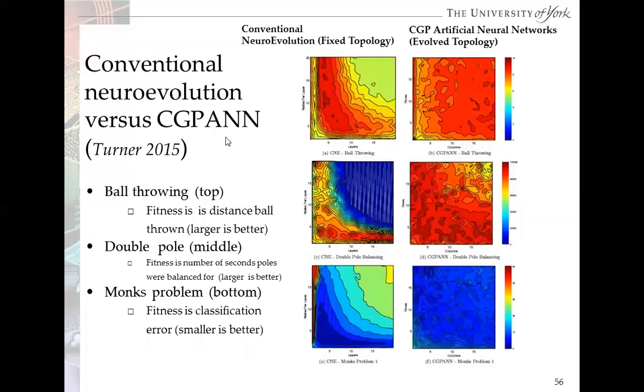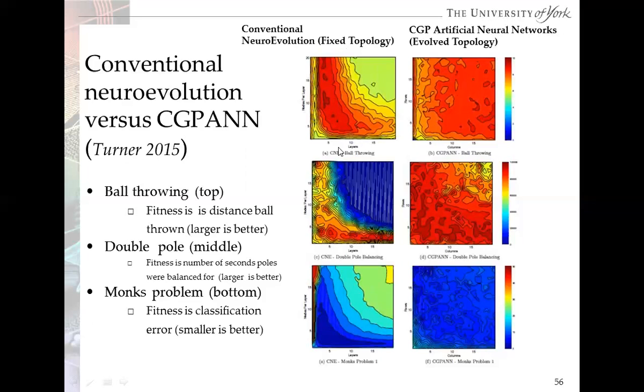This is a very interesting result. What Andy Turner did here was he looked at using conventional neuroevolution with a fixed grid of a number of neural nodes per layer, and a number of layers. And he looked at the efficiency of evolving a solution under this condition for ball throwing, double pole, and the monk's problem, and notes that for ball throwing and double pole we want to maximize the fitness, and we want to minimize the fitness for the monk's problem.